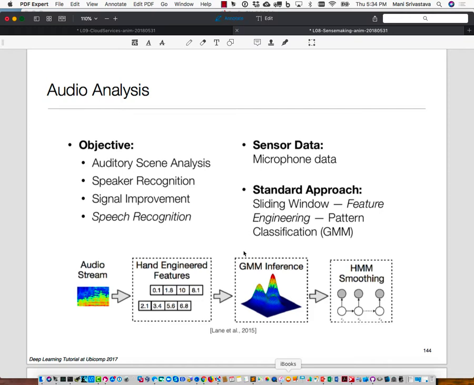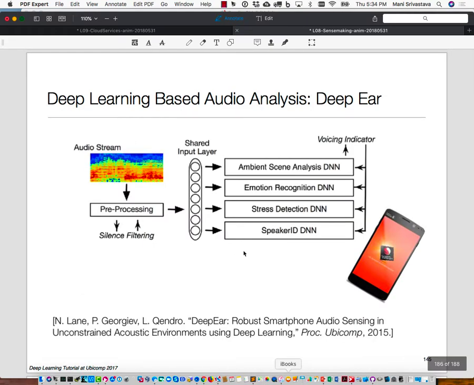The standard approach when working with acoustic signals is again hand-engineered features and using GMMs, which we talked about last time, and then we use HMMs to smooth the approach. The neural network approach basically takes raw sound signals and directly feeds them to neural networks for different things like what kind of scene it is, like a restaurant or a home, emotion, stress, who the speaker is, all these kind of things.